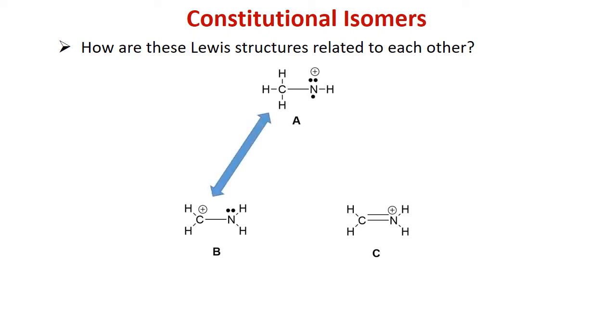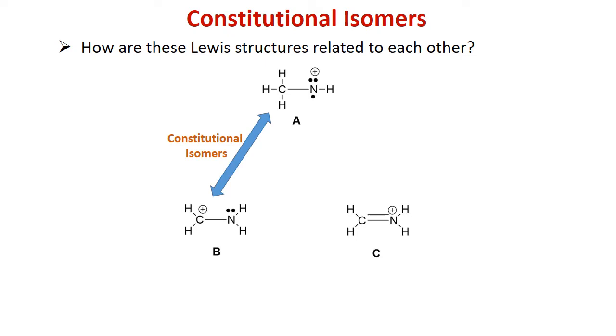Comparing structures A and B, notice that there is a difference in connectivity between the two structures. In structure A, the carbon atom is bonded to 3 hydrogens and the nitrogen atom to 1 hydrogen, while in structure B, the carbon atom and nitrogen atom are both connected to 2 hydrogens each. Since there is a difference in connectivity between these two structures, these are related to each other as constitutional isomers.